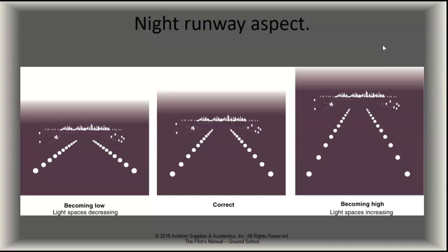Nighttime can present a particular problem for pilots on approach to a runway without a visual approach slope indicator, because it can be difficult to determine whether you're too high, too low, or right on the approach glide path. If you are on approach to a runway at night that doesn't include a visual approach slope indicator, you should use the spacing of the runway lights to help you determine whether or not you're on the glide path.